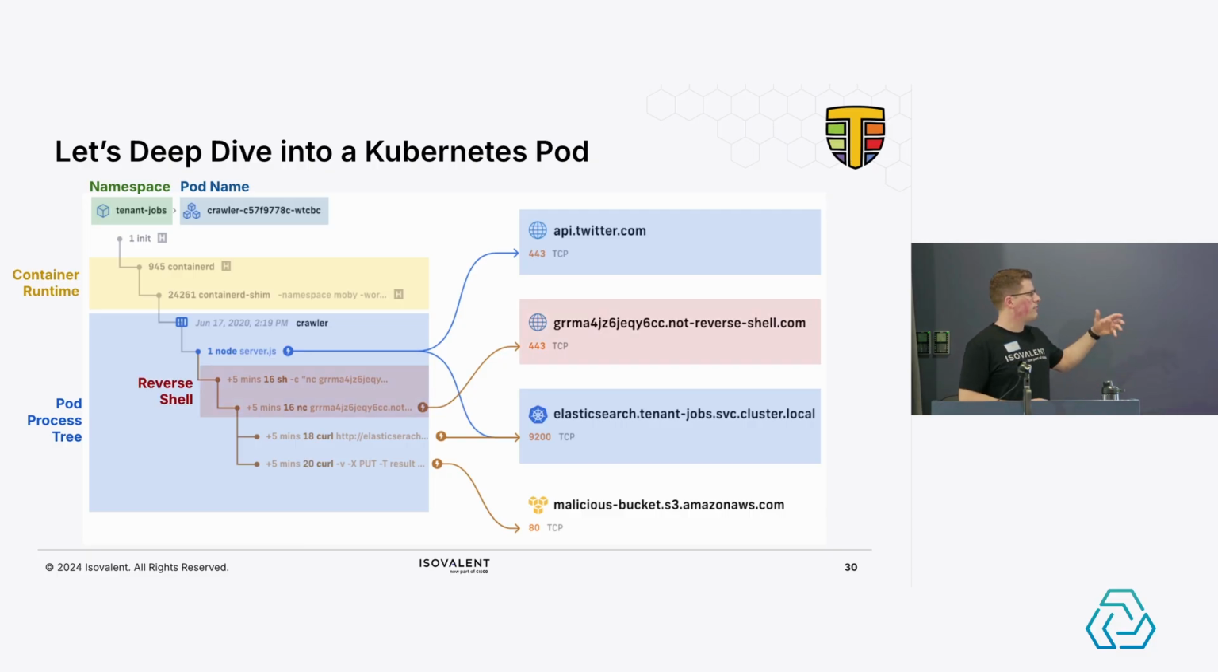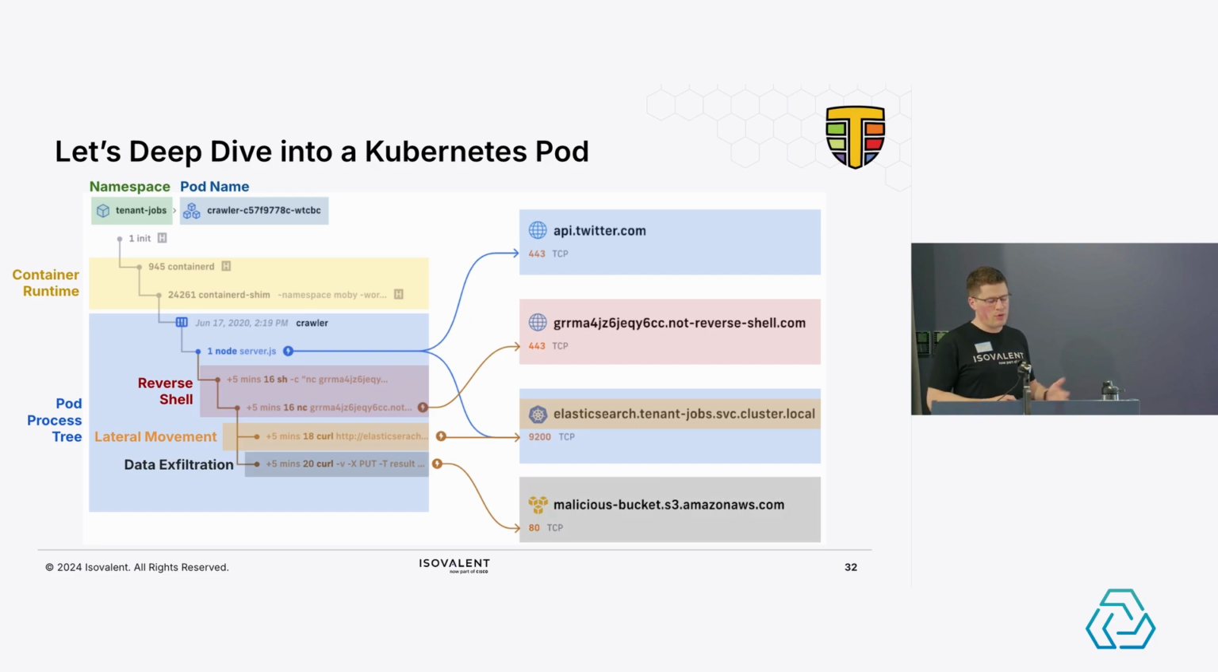And then suddenly, like 5 minutes after the PID1 is started, we see some other strange looking processes coming up. Netcat tries to connect to somewhere external. We see the domain name, like notaryvershell.com, for example. And we could then see additional network connections, for example, to dump or get some data from the internal Elasticsearch. And we could also see potential data exfiltration, where we see uploads to any kind of external S3 bucket, whatever.